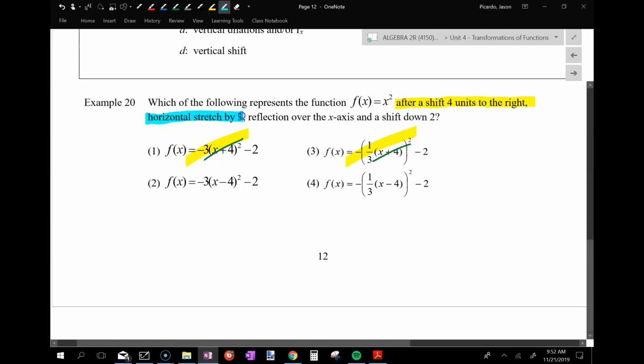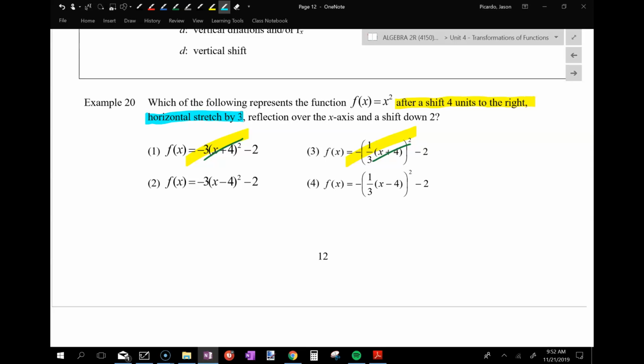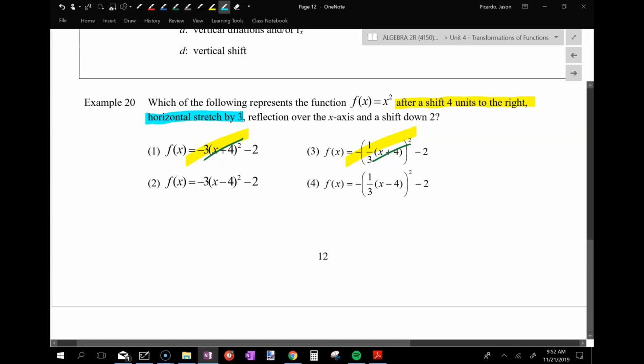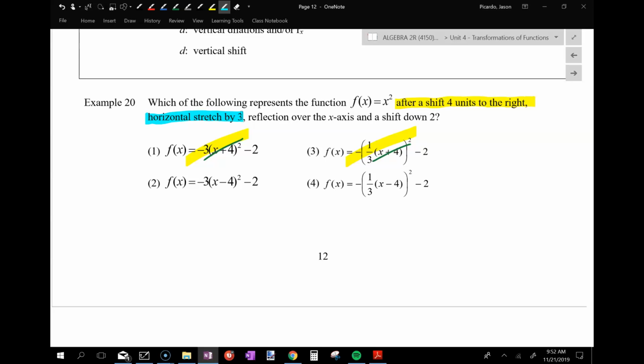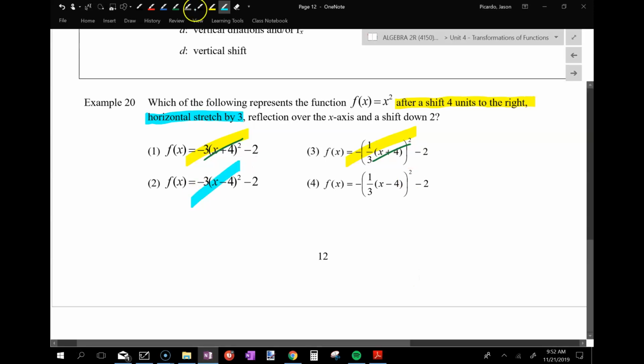Then I want to horizontally stretch by 3. So what kind of motion is that? X motion. If I want to stretch by 3, it's got to be the opposite, because when I'm inside, I'm looking for the opposite. So if I want to stretch by 3, I'm not looking for a 3, I'm looking for a 1/3, because it's the opposite when I'm inside. So that's got to be choice what? Choice 4.